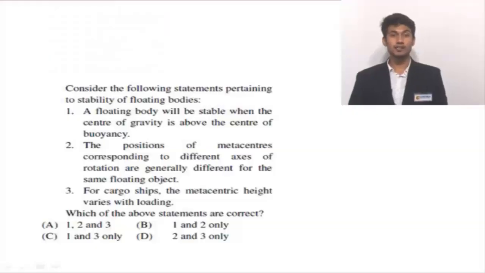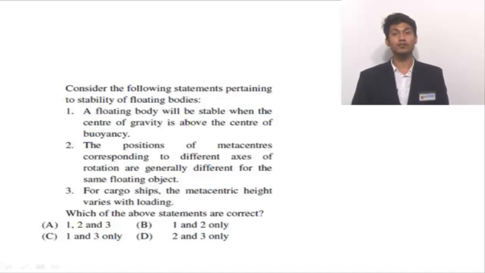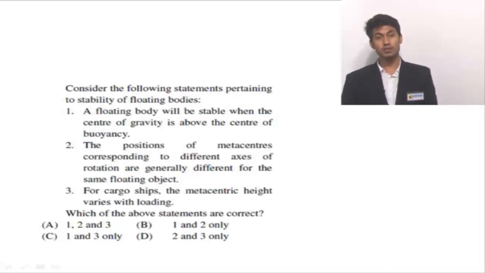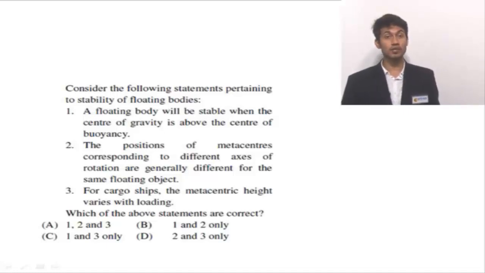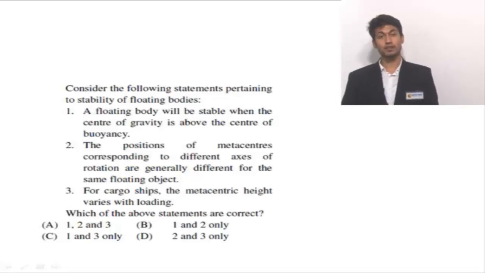The question is, consider the following statements pertaining to stability of floating bodies. Now, the question is about floating body. First statement is, a floating body will be stable when the center of gravity is above the center of buoyancy. Statement 2 is, the positions of metacenters corresponding to different axes of rotation are generally different for the same floating object. That means the object is same, but still metacentric height may vary for different axes. Third statement is, for cargo ships the metacentric height varies with loading.